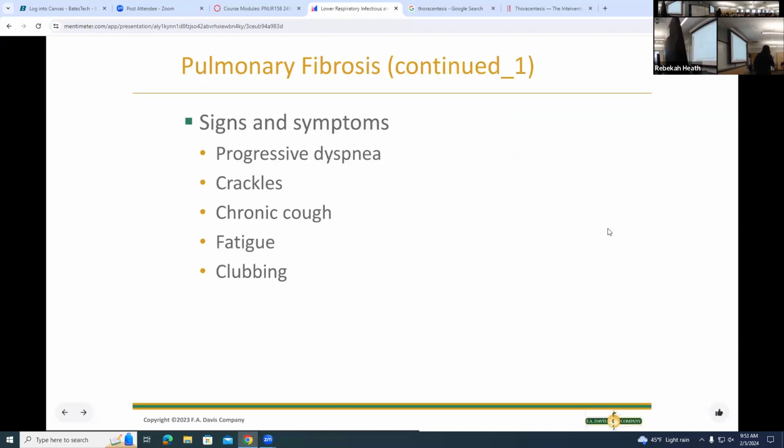Signs and symptoms, usually progressive dyspnea, right? Because that scarring doesn't happen overnight usually. It's something that's happened, and so generally that scarring gets worse and worse. So people get a little bit short of air and then more and more as time progresses. They usually have a chronic cough, they're fatigued. They might have some clubbing.